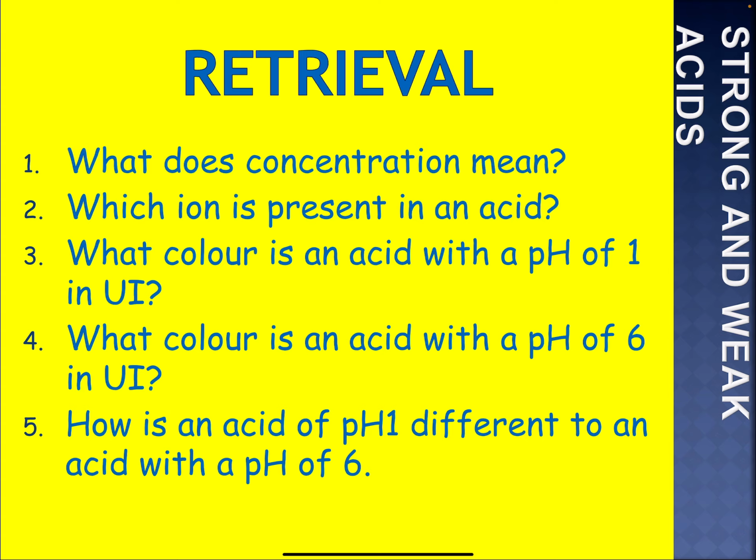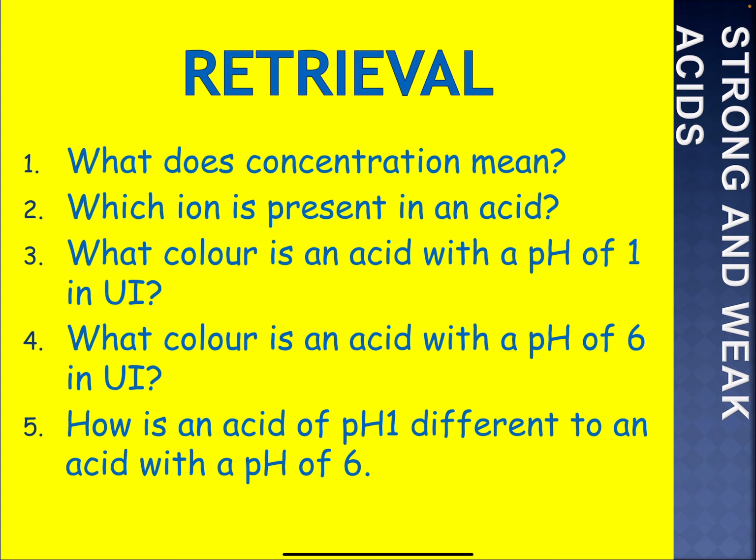What does concentration mean? Number 2, which ion is present in an acid? Number 3, what colour is an acid with a pH of 1 in universal indicator? Number 4, what colour is an acid with a pH of 6 in universal indicator? And number 5, how is an acid of pH 1 different to an acid of pH 6? So pause the video and go ahead.